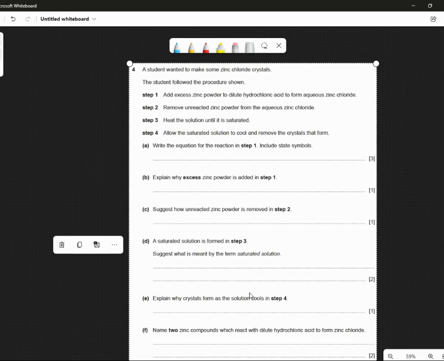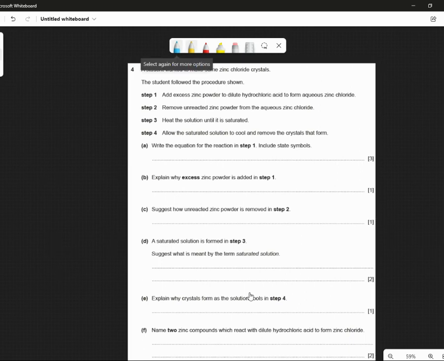Write an equation for the reaction in step 1, including state symbols. Now that's obvious. This is a metal. So we have zinc, which is a solid, plus HCl, which is aqueous. We're going to get zinc chloride, which is aqueous, and hydrogen, which is gas. Since we've got ZnCl2, we need 2 of these. That's 3 marks for that. Seriously? I guess you've got to include state symbols, so I guess it is worth 3, but that's a lot of marks.